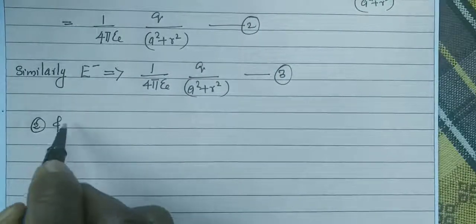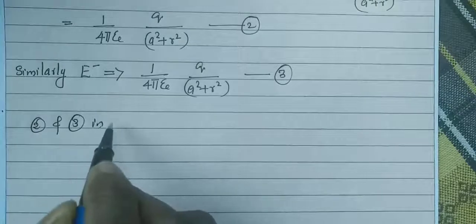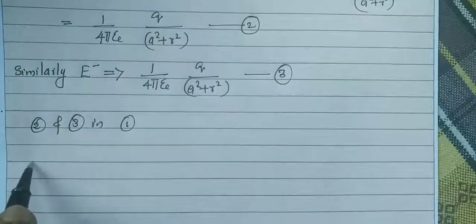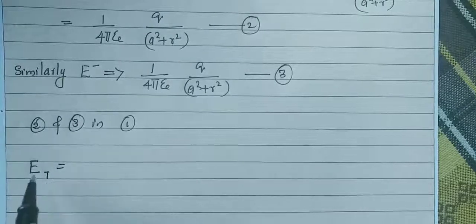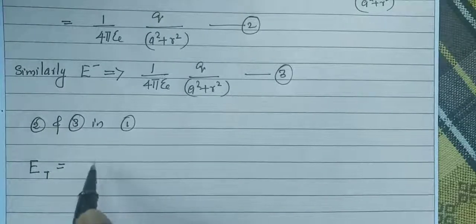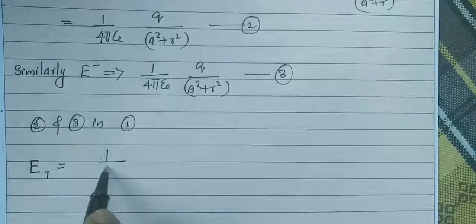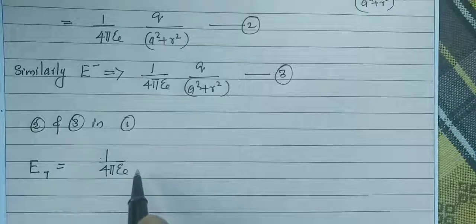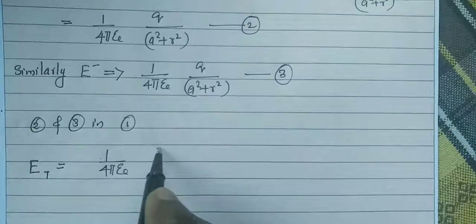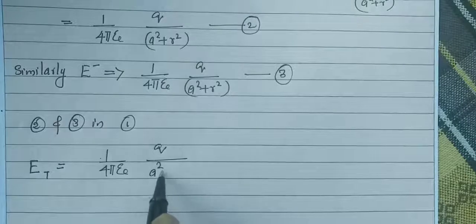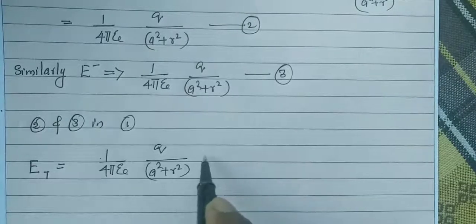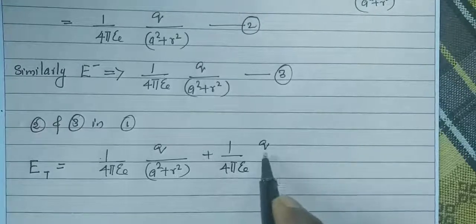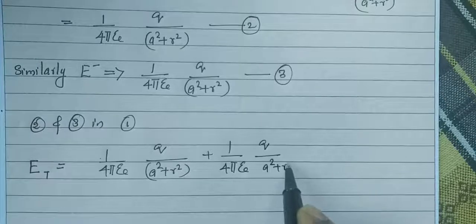I can write it as... Remember, our solution becomes very easy by cancelling the sine components. So the total electric field component will be only the cosine contribution. So E total is equal to 1 by 4 pi epsilon 0, the sum of these two equations 2 and 3, multiplied by that cosine term. So Q divided by a square plus r square, plus the same term, 1 by 4 pi epsilon 0 Q divided by a square plus r square.